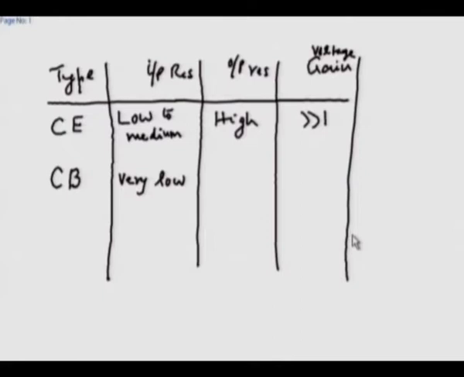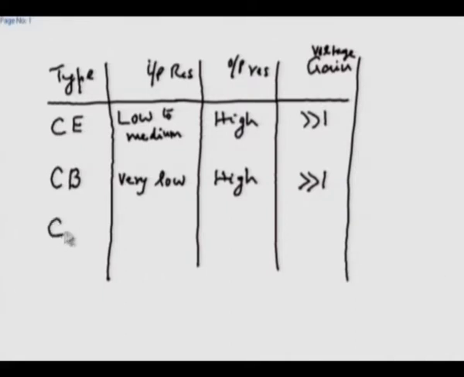Now, the output resistance we said is the same as that of the common emitter, and the voltage gain also we said is the same. Typically, if you use the same components, you would find the gain to be the same as that of the common emitter, with the exception that there is no phase inversion.